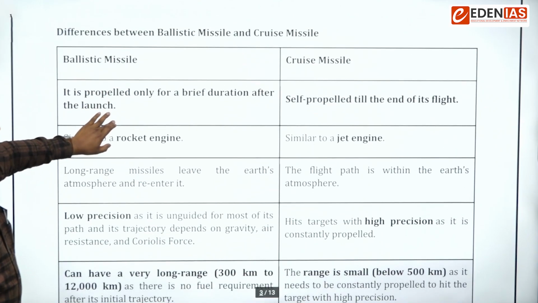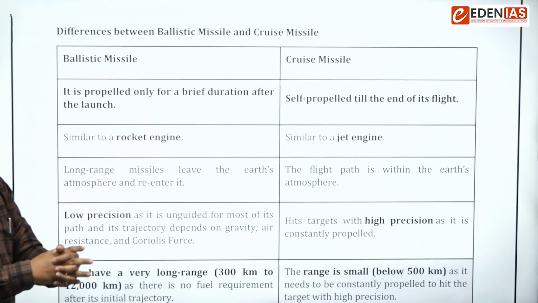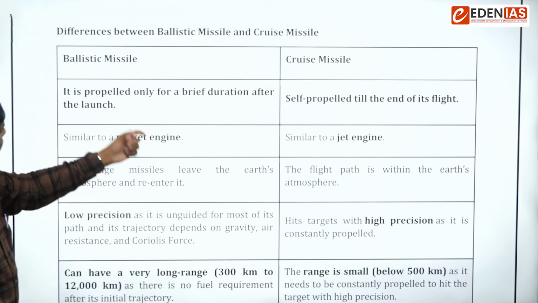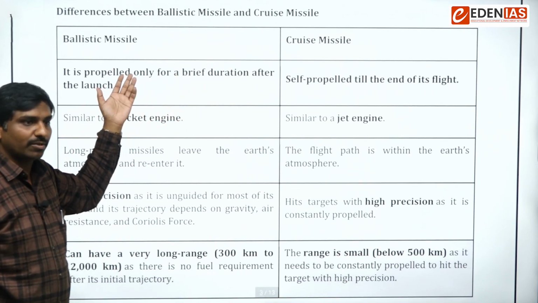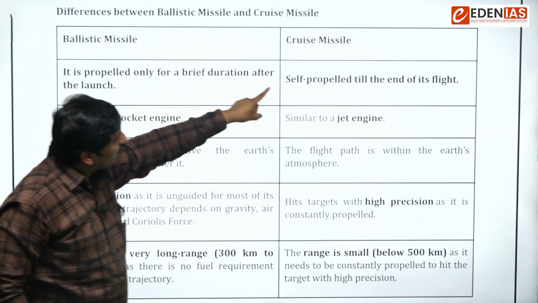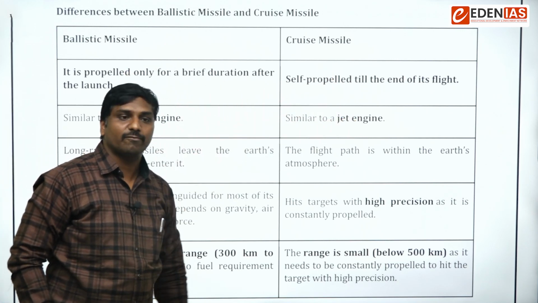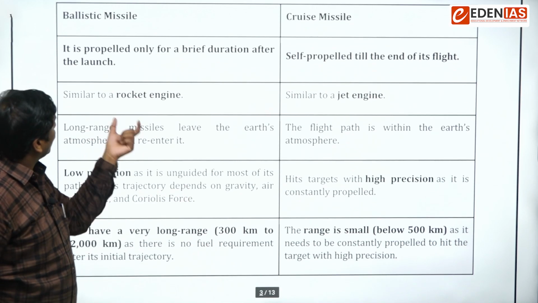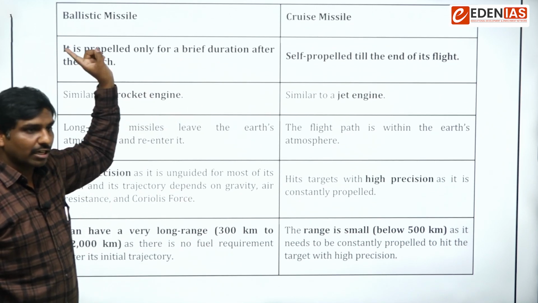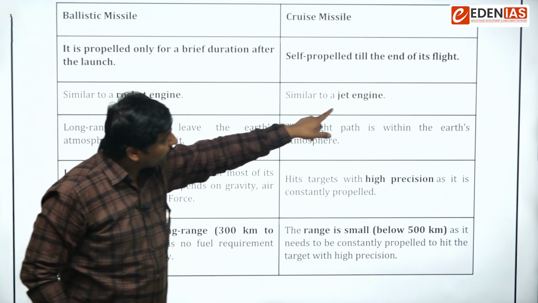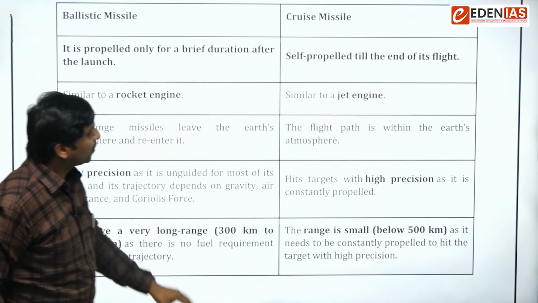Then, as we were comparing, let's have a quick comparison of ballistic missiles and cruise missiles. A ballistic missile is propelled only for a brief duration after its launch. Is it understood? A cruise missile is self-propelled till the end of the flight, guided and self-propelled. What type of engine is used? Ballistic missiles use a rocket engine. Can you recollect the rocket engine? And cruise missiles use something similar to a jet engine. Can you remember the jet engine?